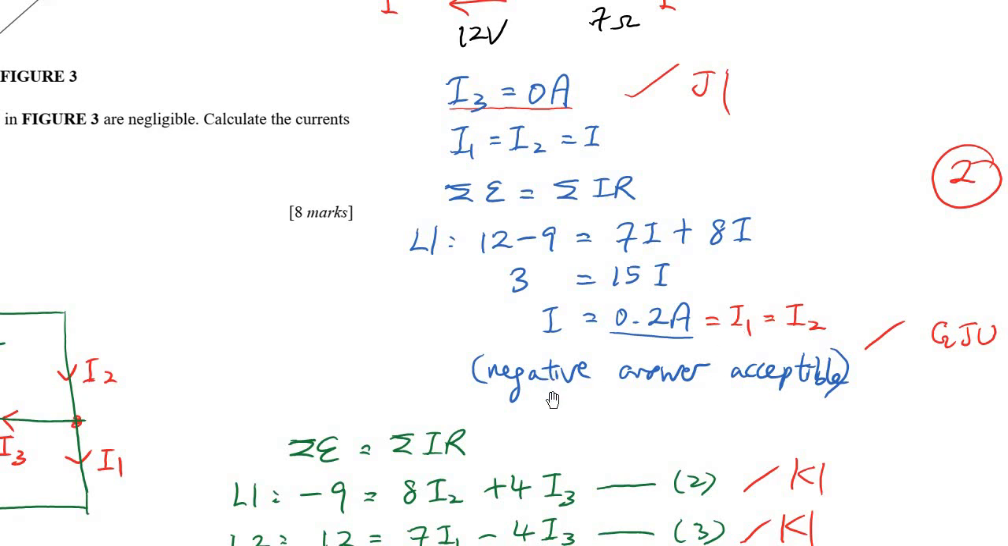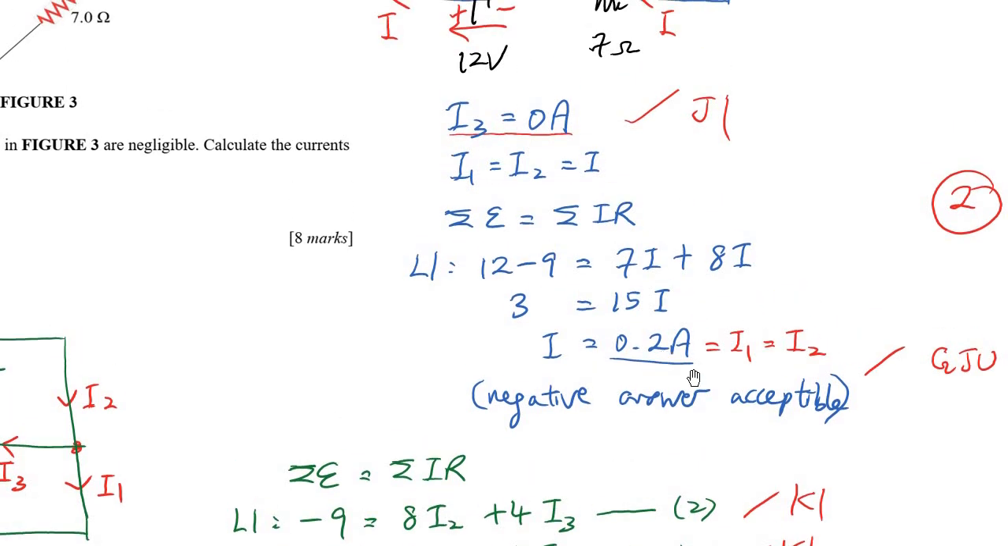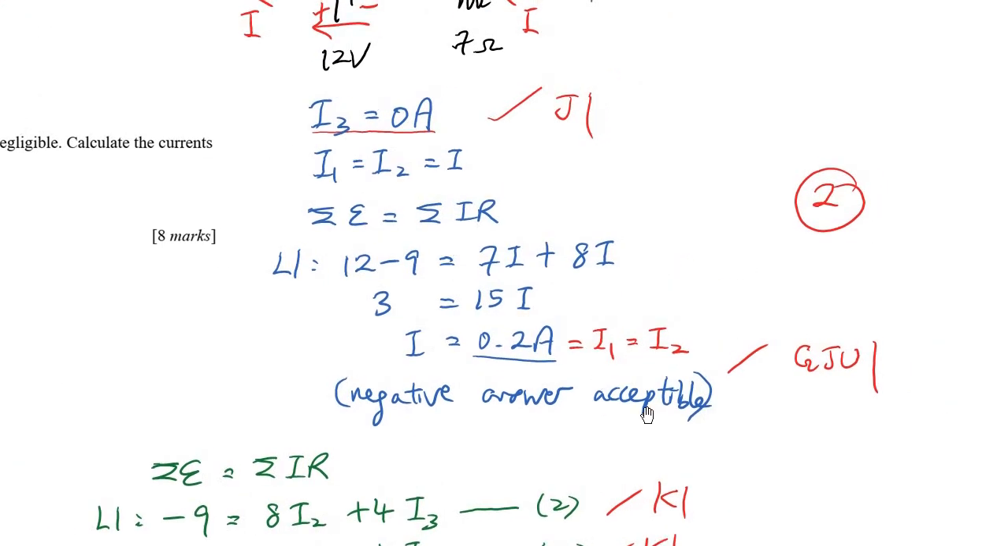We also accept a negative answer if you get negative current. If you put the loop anti-clockwise, opposite, then you get negative current. So this is the answer.